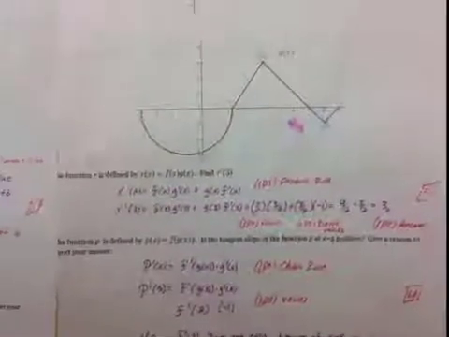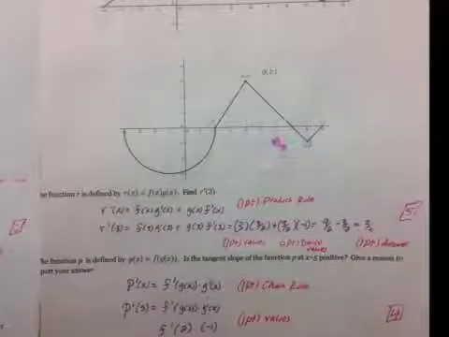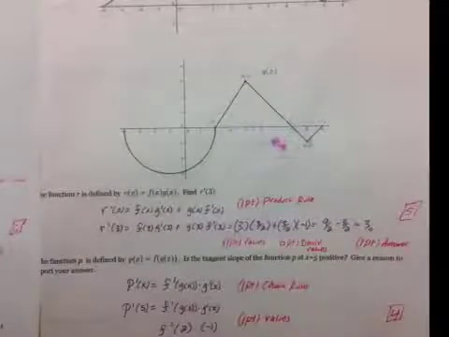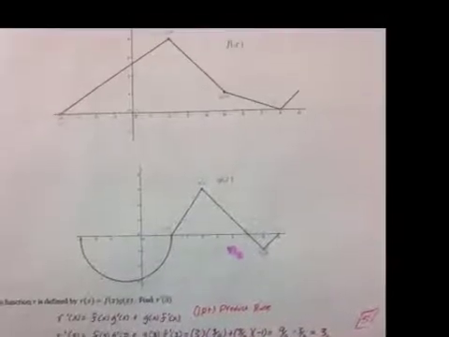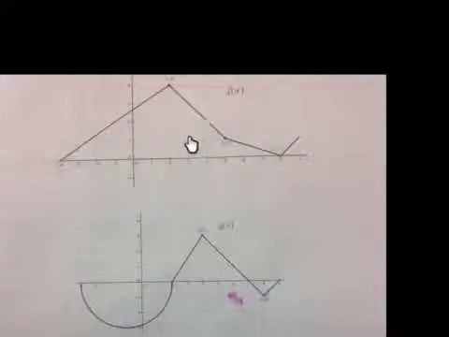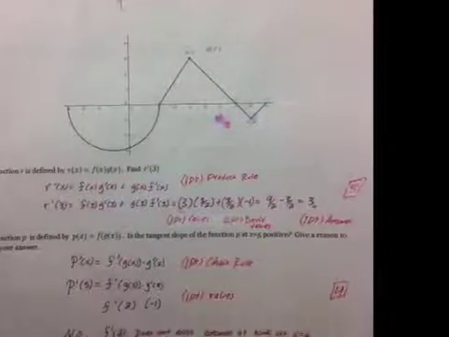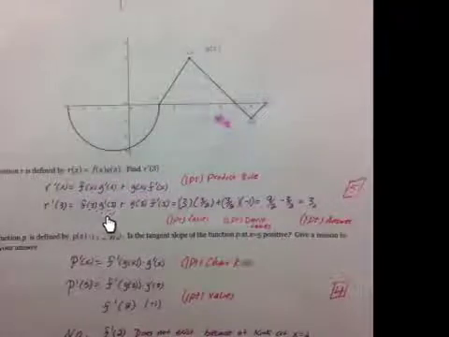For number 4, you had to find the derivative using the product rule. In this case, the product rule looks like this. When you get to f of 3, it's going to be the value of f at 3, which happens to be 3. So that's where this f of 3 turned into 3.